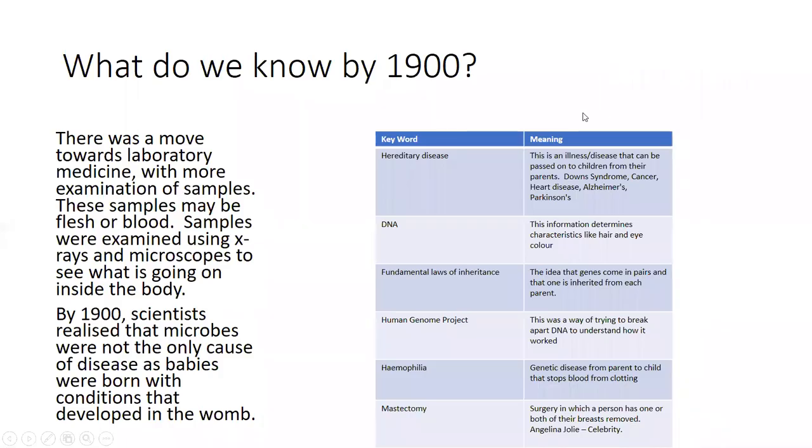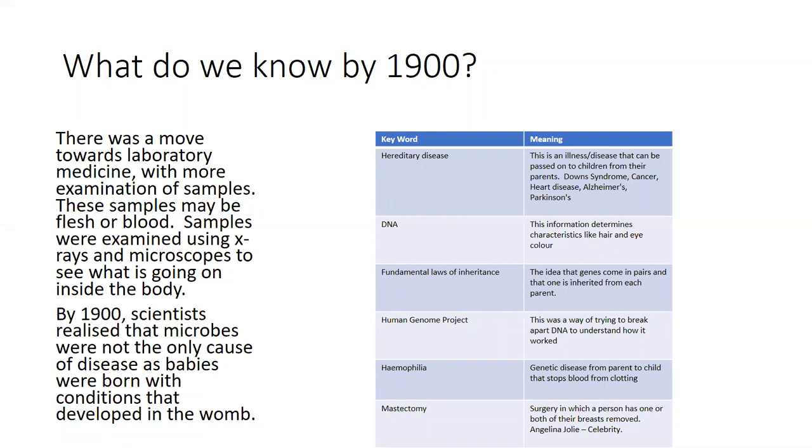Right, so the key thing is, what do we know by 1900? What we need to understand is that, as I've mentioned, we become a lot more scientific in the 1900s, and there was much more of a focus on laboratory medicine, which means more people were working scientifically in the laboratory, examining samples. The samples might be flesh or blood, and these samples were examined using X-rays and microscopes to see what's going on in the body.